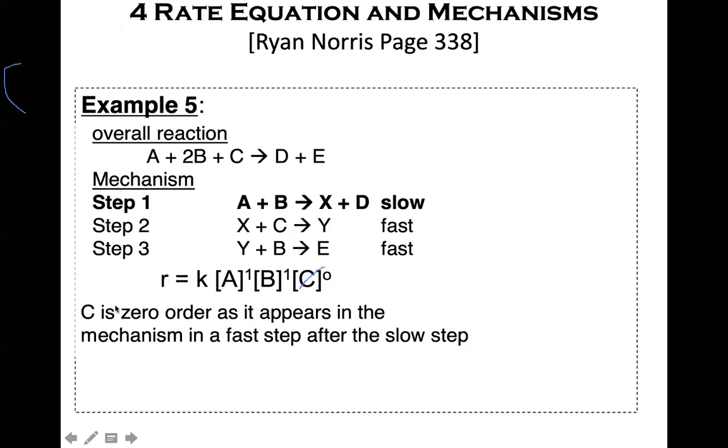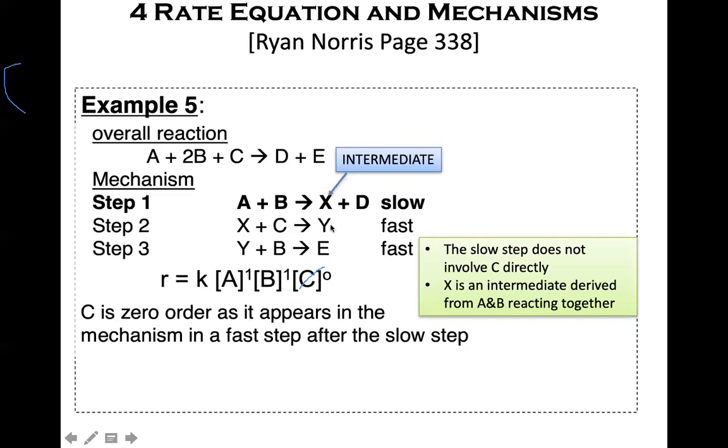Right, next. So X is the intermediate. Y is also another intermediate that I forgot to mention. Okay. This slow step does not involve C directly. So you do not have C in the slow step. X is an intermediate derived from A and B reacting together. Okay. So this is something that I've already explained to you just now.